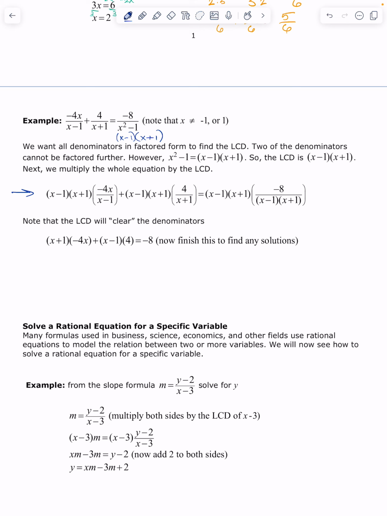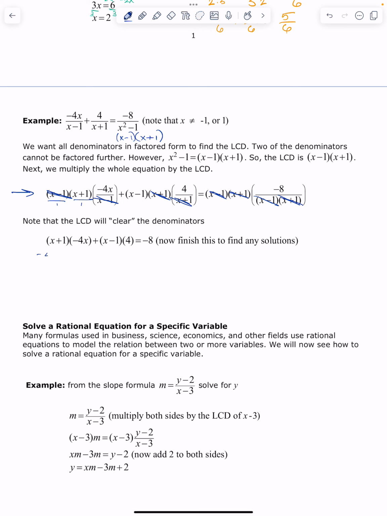plus 1. Here, my x minus 1's cancel. Remember, all of these over here can be written as a fraction over 1. We tend to leave that part out. It doesn't really change anything, but always good to have the reminder. My x plus 1's cancel here. And then over on this side, both my x minus 1 and my x plus 1 cancel. If you take a look at the next row down, we've got what's left. x plus 1 times negative 4x plus x minus 1 times 4 equals negative 8.